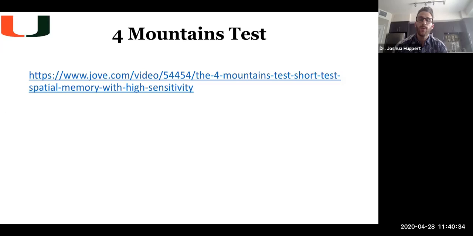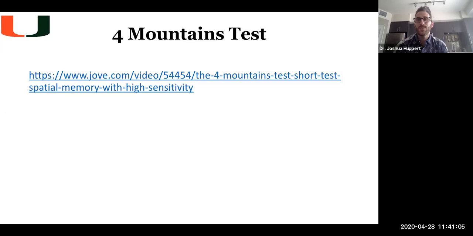So it is a test of allocentric spatial memory, which is a function mediated by the hippocampus. And oftentimes they've seen in literature that the hippocampus is the first area of the brain to sort of start showing signs of degradation in the early onset of diseases like Alzheimer's and dementia. So the benefit of this is that if it is abnormal, it yields a diagnosis of a mild cognitive impairment.